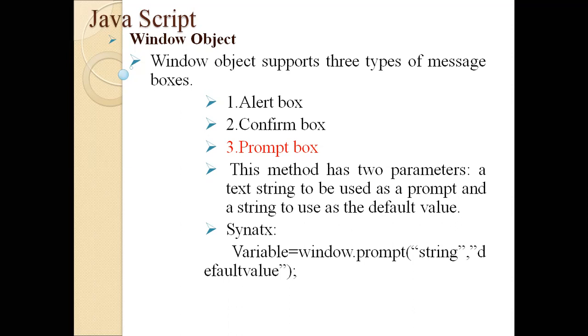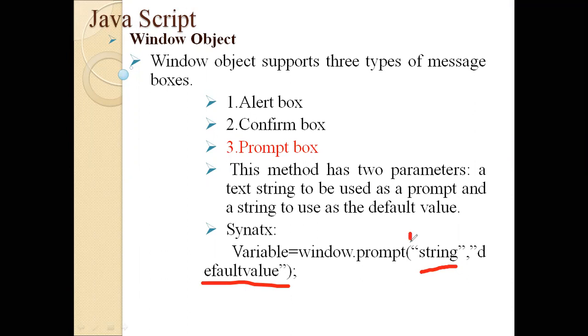For alert box and confirm box, they take only one string parameter. But this particular prompt box is going to take two parameters. The first one is the string which we need to be displayed on the window, and the second one is the default value. In case the user doesn't provide any value, the default value will be assigned to that variable. So these are the two parameters to be passed to window.prompt: string parameter and default value parameter.